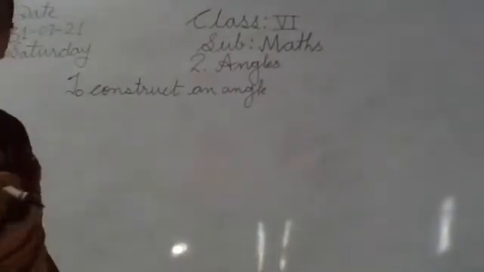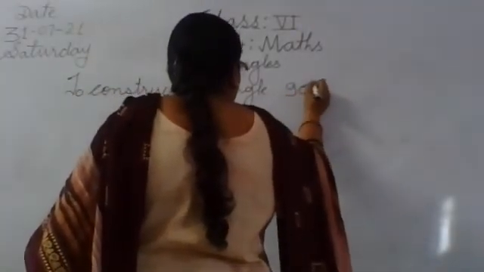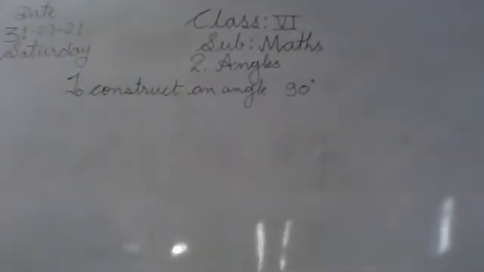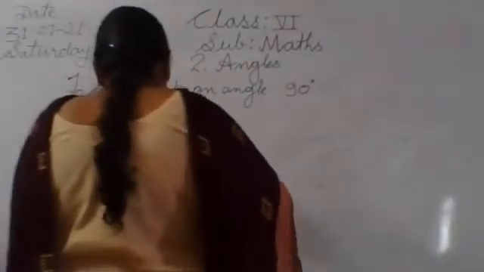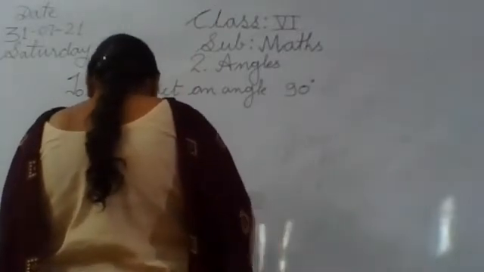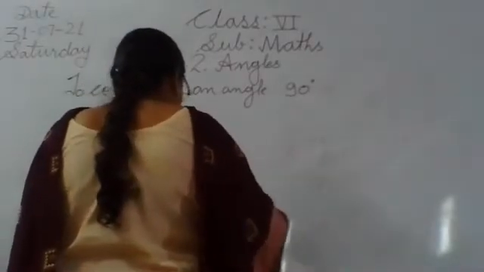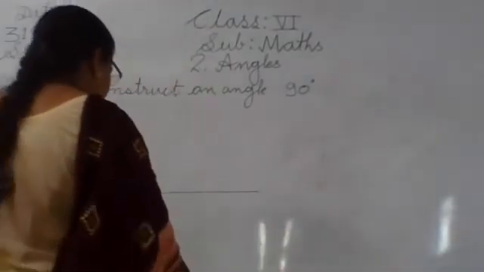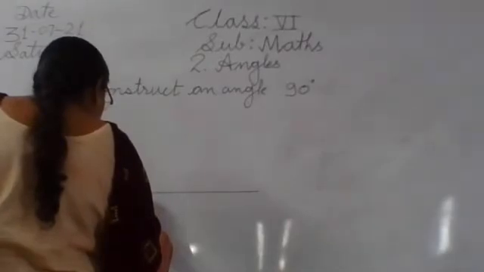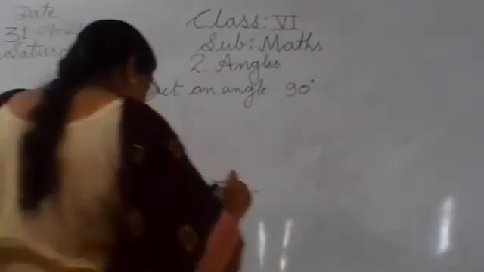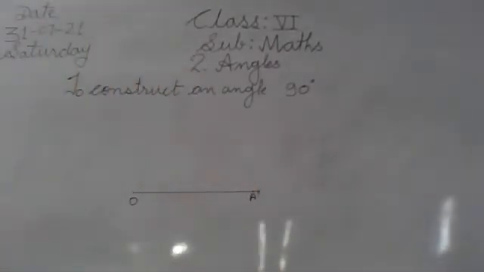Now let us see, beta, how to construct an angle of 90 degree. Okay, so for that, first draw a line AB. So here we have drawn a line, the baseline. So the name is point O and it is the ray. So here is point A.